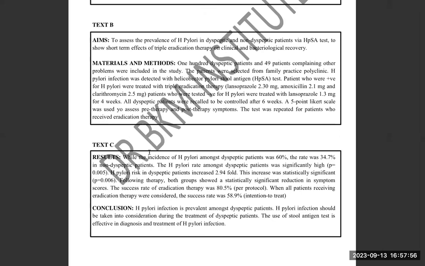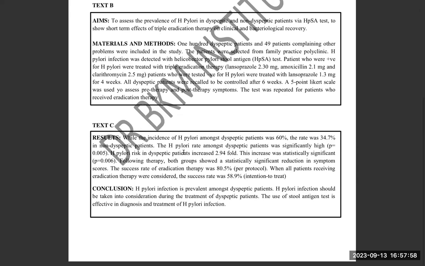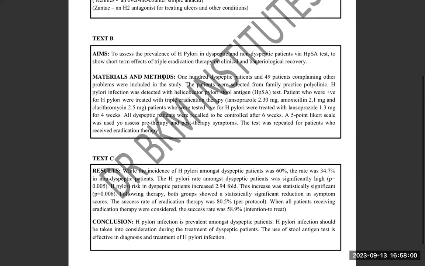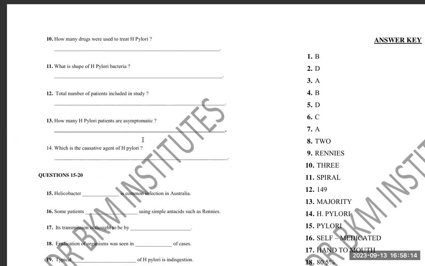Total number of patients included in the study. Again, this seems like an easy one. So over here it should be the total, 49 patients. 100 dyspeptic patients and 49 patients complaining of other symptoms. So the total number should be 100 plus 49, 149. Any other patients? No. So this seems like 149. So now my pace is getting better. That is why I am telling you to save time.